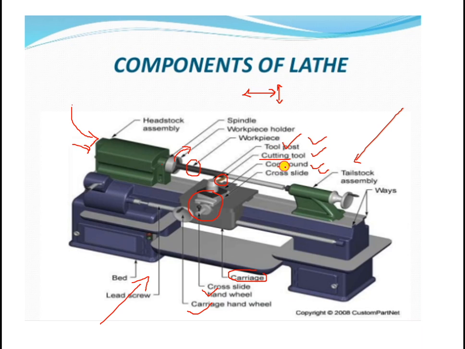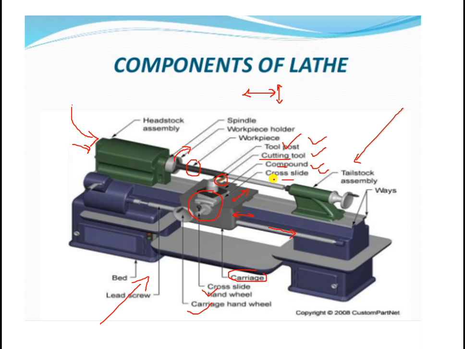Below that you have the compound rest and cross slides, which will be useful when moving the tool in this particular direction, and the whole carriage assembly will be moving in this direction with the help of these hand wheels along this lead screw. Okay, so I hope this is clear as far as the various components are concerned.